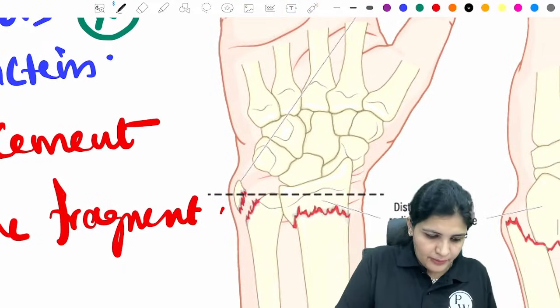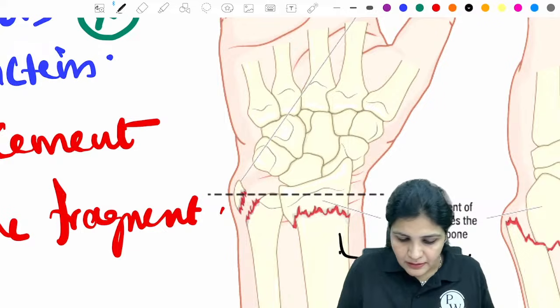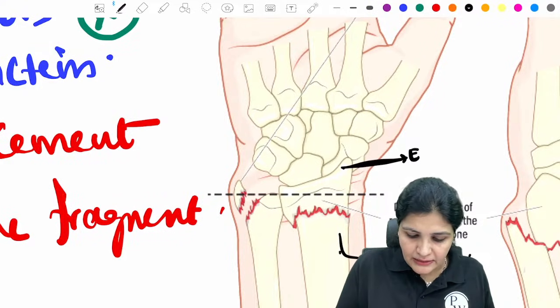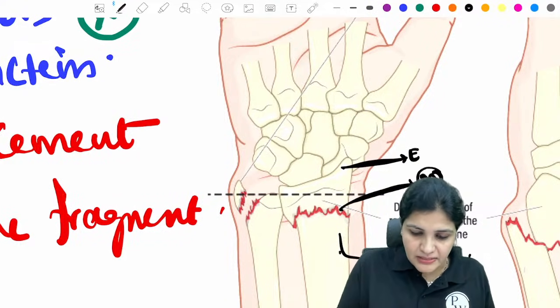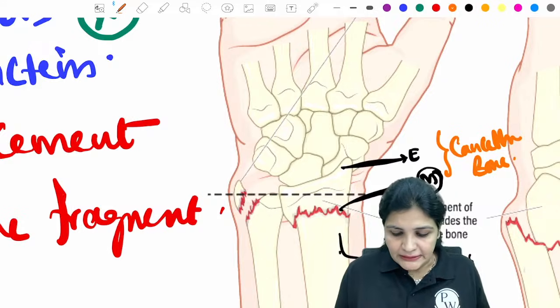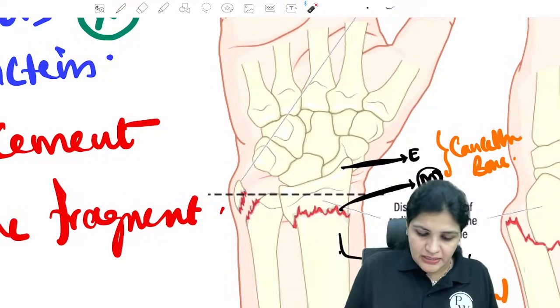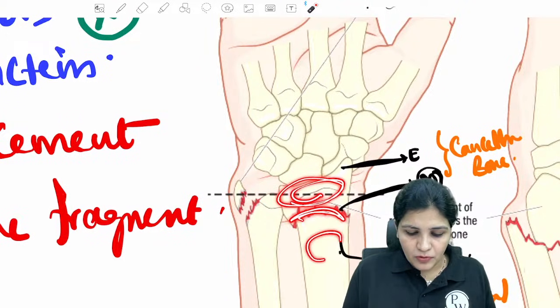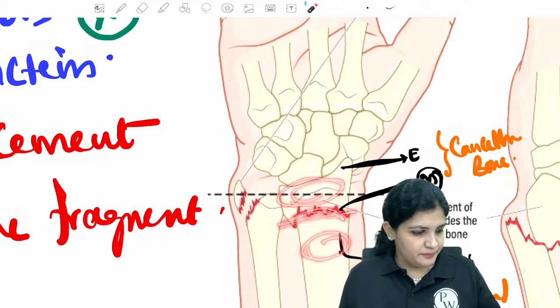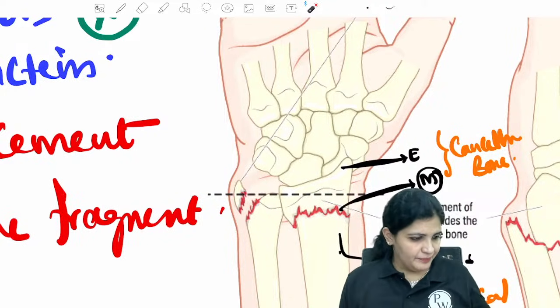See, what I'm trying to tell is, this is the diaphysis, and this is the epiphysis, and this particular part is called the metaphysis. Here this part is made of cancellous bone, the metaphysis. The diaphysis is cortical bone. And now this is the junction, cancellous bone to cortical bone. So this is the corticocancellous junction in the metaphyseal area.